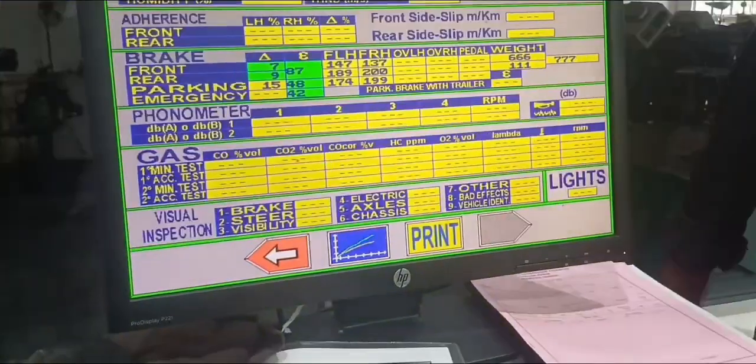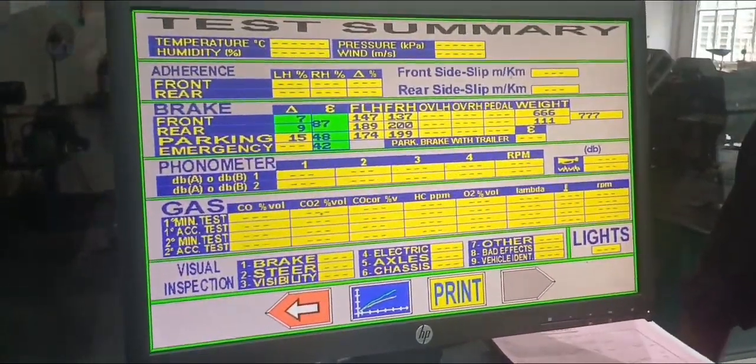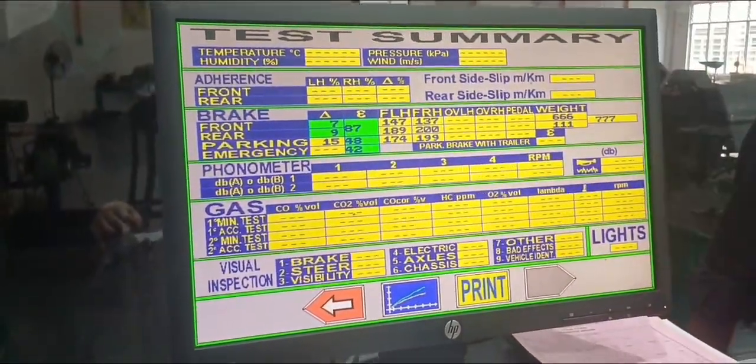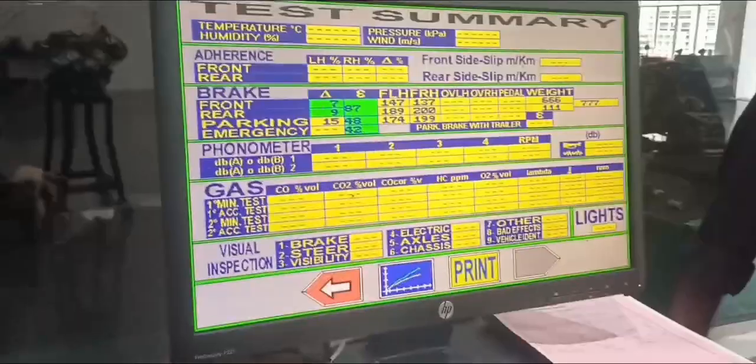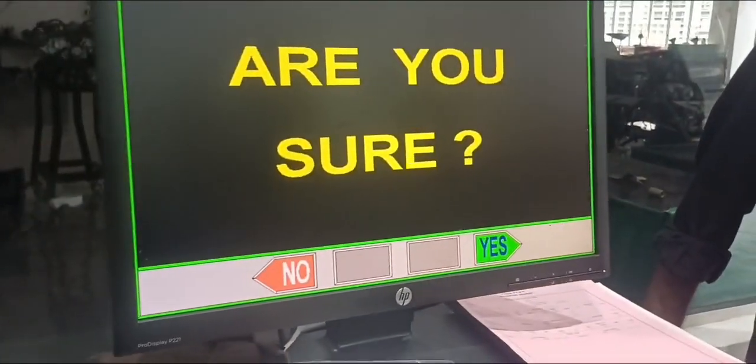Okey. Ni. Okey. So kita print dua. Awak print lagi sekali boleh? So saya on printer dulu. Yes, F4.